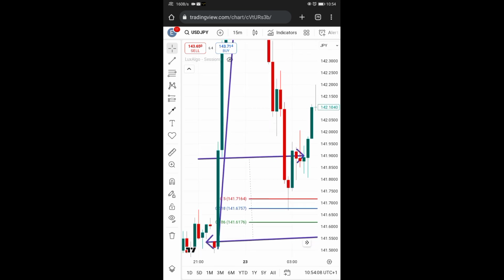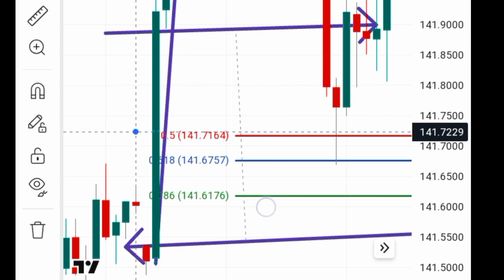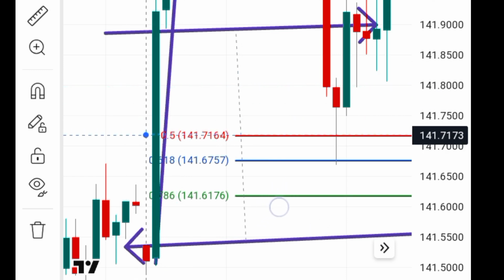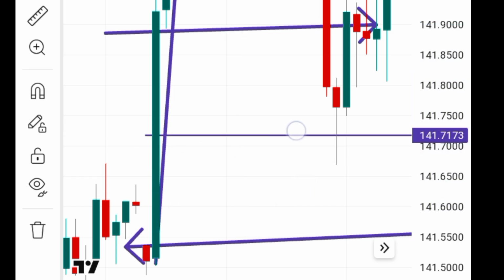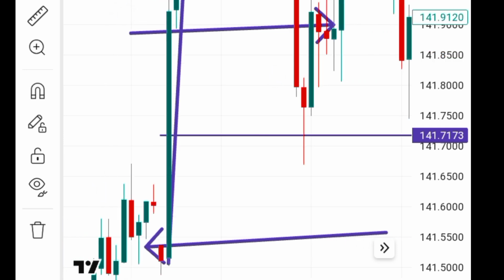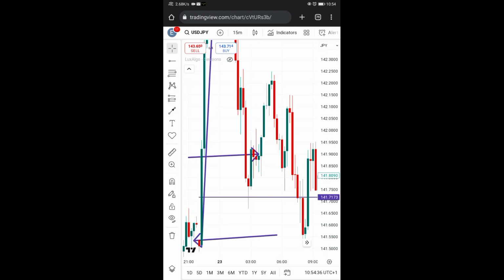As I marked out my imbalance, here was my 50%. Here, the 0.5 FIB retracement was my 50%. So I mark it out and I delete my FIB. Then I wait for the market to come into the 0.5 FIB retracement level. And once it comes into that zone, it has to give me something.